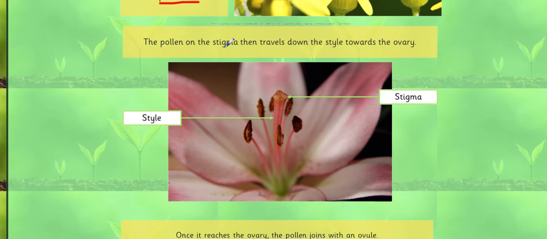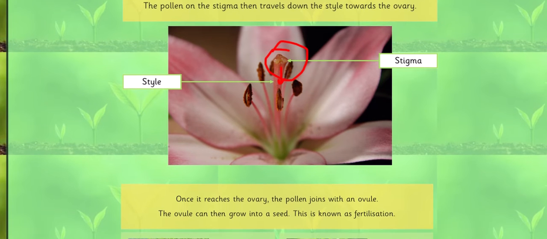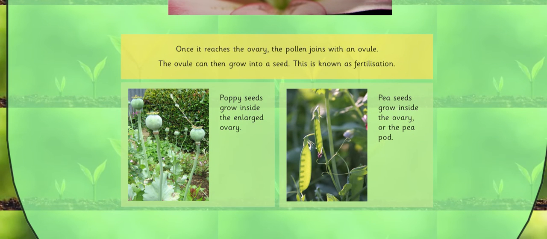The pollen on the stigma, so here's the stigma, travels down the style, so it travels down here towards the ovary. And we can't see that in this flower unless we dissected it. Once it reaches the ovary, the pollen joins with an ovule, and then the ovule can grow into a seed, and this is known as fertilisation.